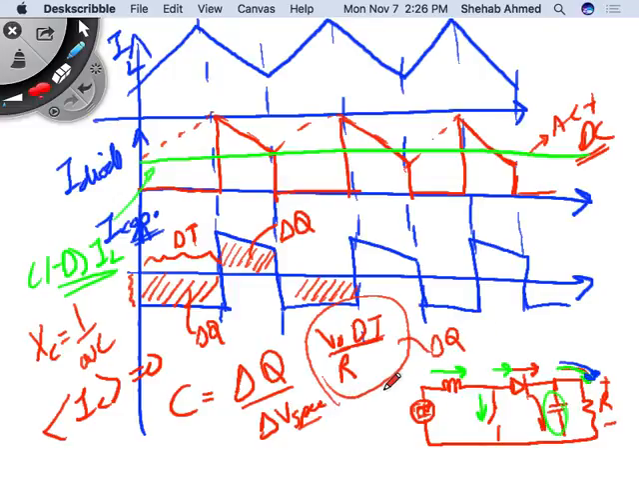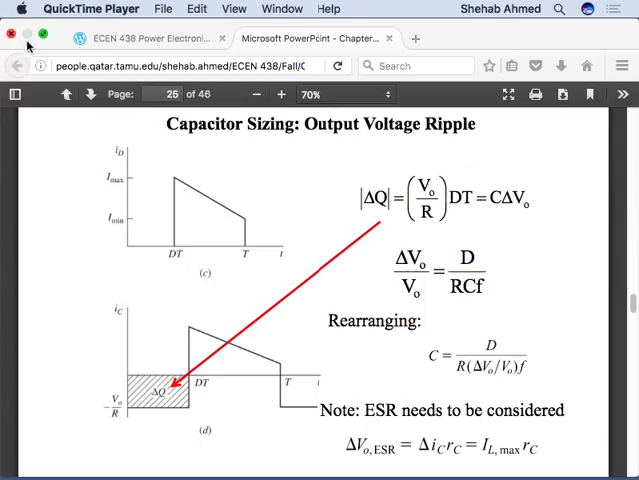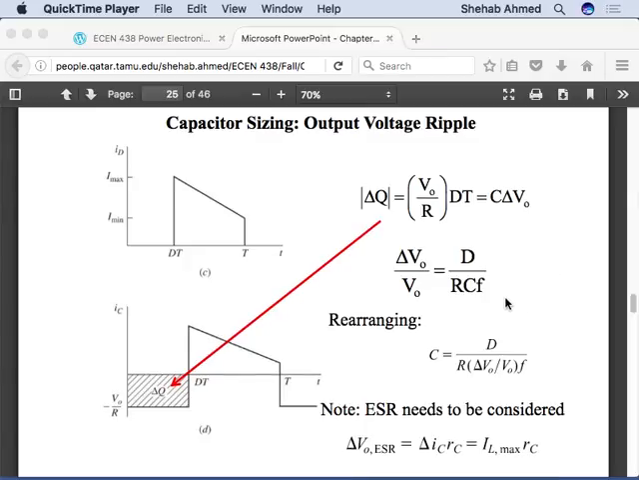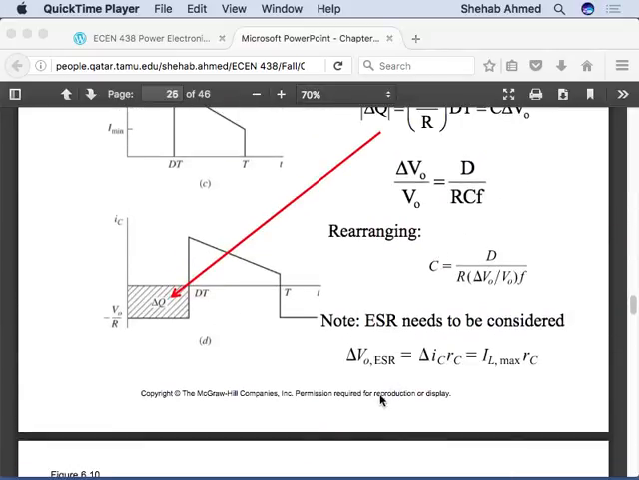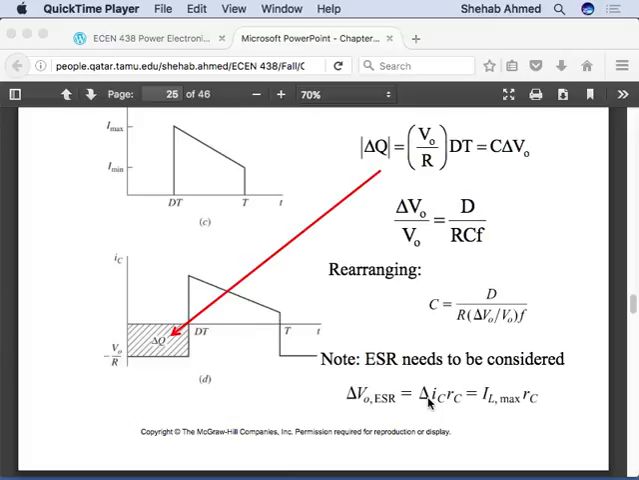Okay? So let's see if I made any sense. Is everybody okay with this? The waveforms? Yeah. So it will be small. This will be the ideal capacitance value, and then we have to include ESR, right? You have to include ESR. So this is the ideal minimum value of capacitance for a specific voltage spec.